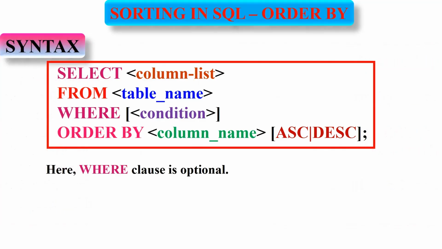The syntax is select column list from table_name where condition order by column_name ASC or DESC; Here, where clause is optional.